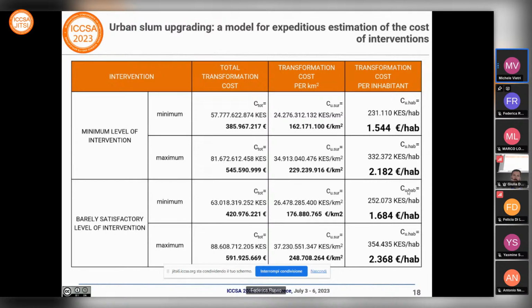The summary table shows that the increase in transformation cost from the minimum level to the barely satisfactory level is about 9%. So we can deduce that the most significant investment is the one that allows satisfying the conditions that, even if not included, define an informal settlement.